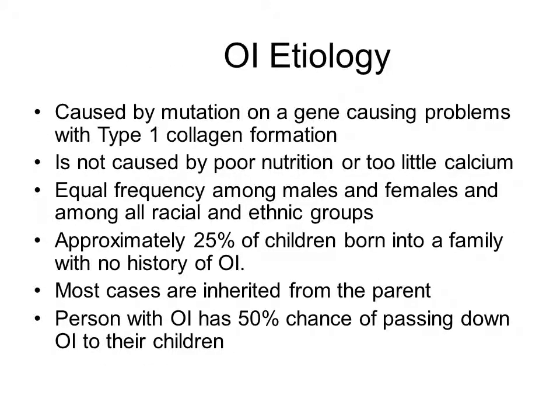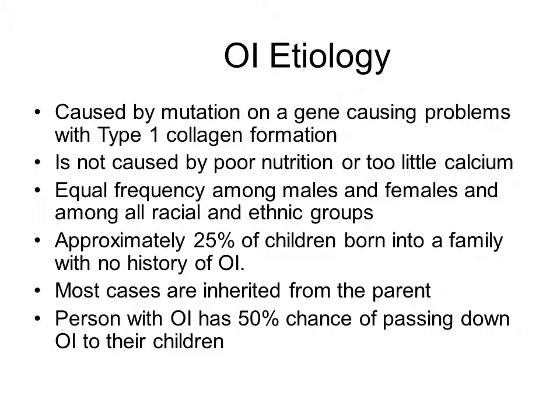The etiology is caused by a mutation on a gene, causing problems with the type 1 collagen formation. Type 1 collagen is found in the skin, ligaments, tendons, demineralized bone, and dentin as far as our teeth go. Osteogenesis imperfecta is not caused by poor nutrition or too little calcium. So it's not like you can just tell these people to take calcium supplements. Not that we would do that as OTs anyway, but it's not because of that.